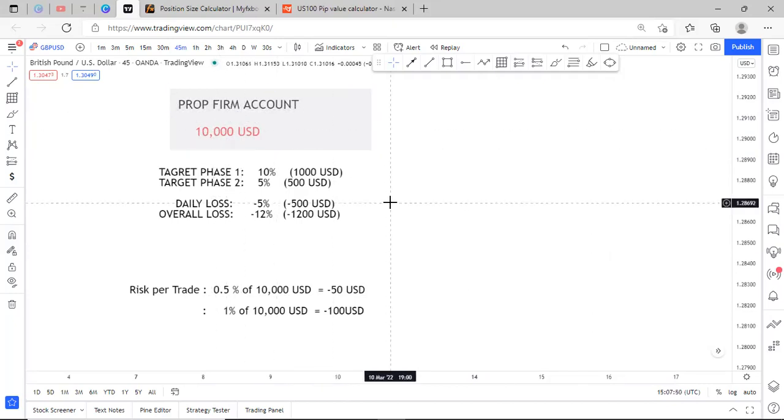So this is why I say your risk to reward must always be 3 or greater than 3, so that any time you have a loss, a winning trade will be able to compensate for the losses that you might have had earlier.